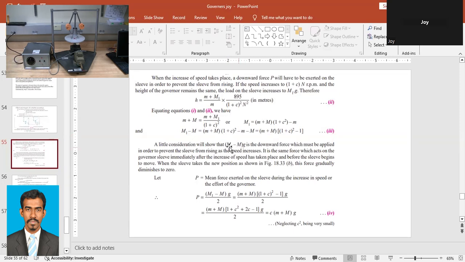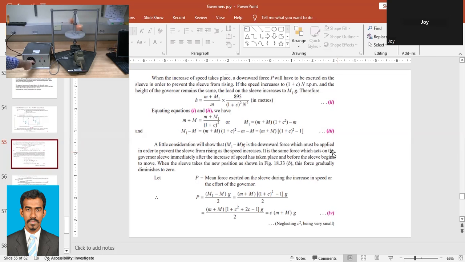A little consideration will show that capital M1 minus m g is the downward force, right? So we'll consider this m1 is the new mass, m is the old mass. Multiplying it with g will give you the weight, which is the force. It is the downward force which must be applied in order to prevent the sleeve from rising as the speed increases. So if the speed increases, we know the sleeve will rise up. In order to prevent it from rising up, we have to apply this amount of force. Which amount of force? Capital M1 minus capital M into g, this amount of force.